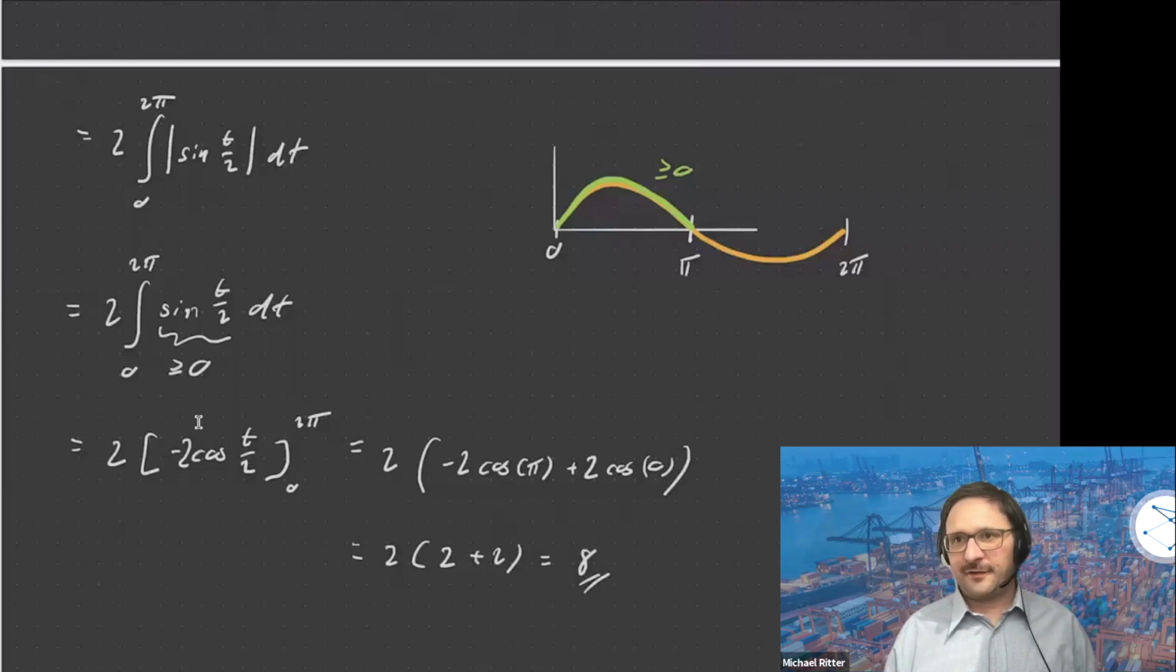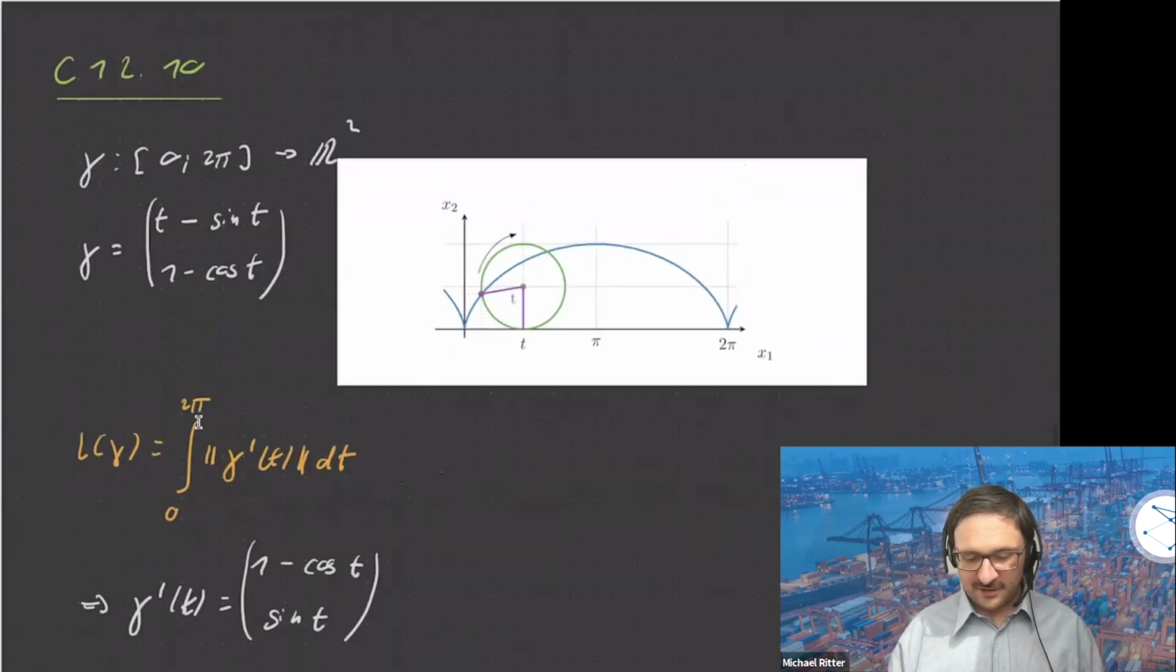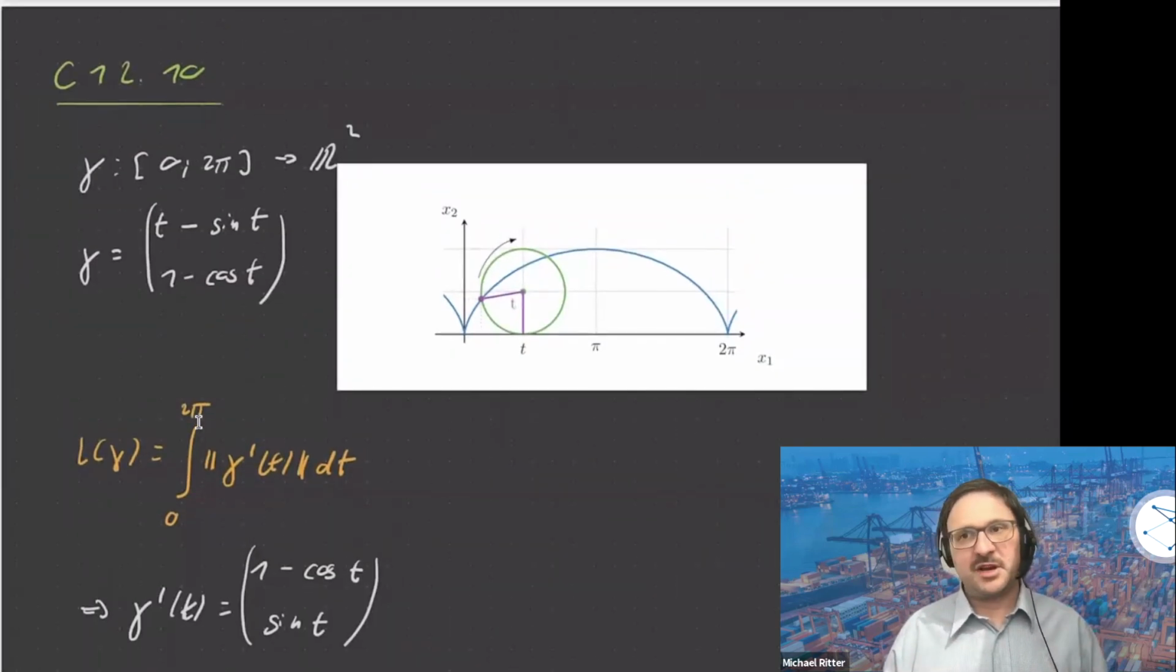Okay, interesting enough, there's no pi in there or something, even if the curve looks kind of round. The length of that is simply 8. No complicated expressions. Okay, that's 12.10. Any questions about this one?